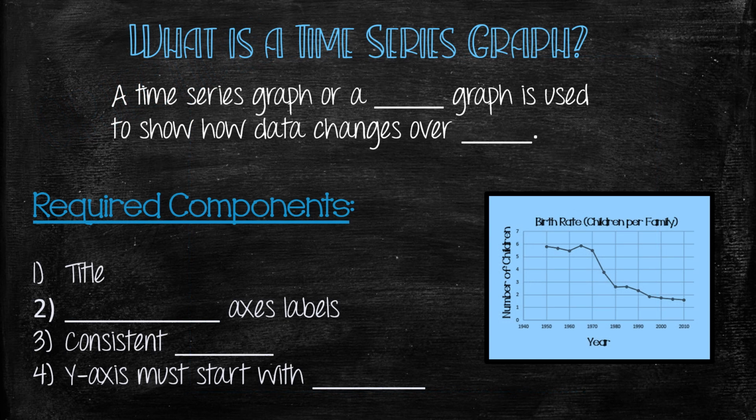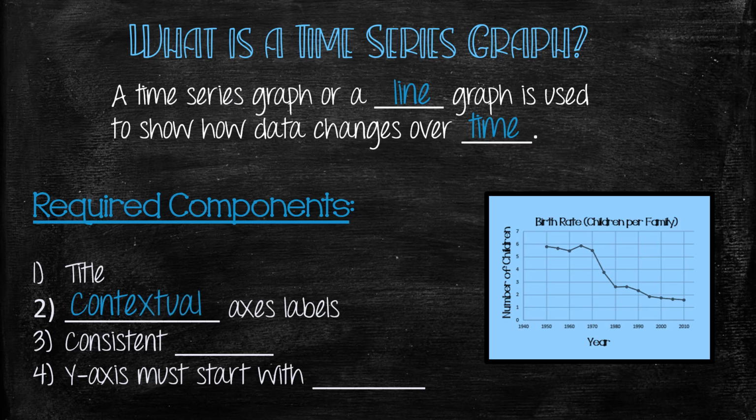What is a time series graph? A time series graph or a line graph is used to show how data changes over time. There is a graph there to the right, and we're going to look at that for required components. Of course, you've got to have a title. So the specific title in that is birth rate for children per family.